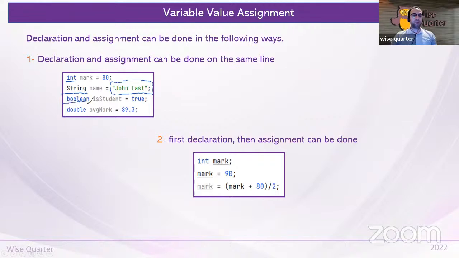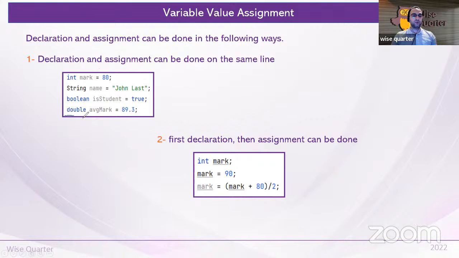Another data type, Boolean. It is interesting, but it can store only true or false. Nothing else. It is good for statements, as you can see, is student true. If it was false, it means it is not a student. Double, average mark. For example, if you want to use decimals, most of the time we will use the double data type. You are creating the box before assigning it.